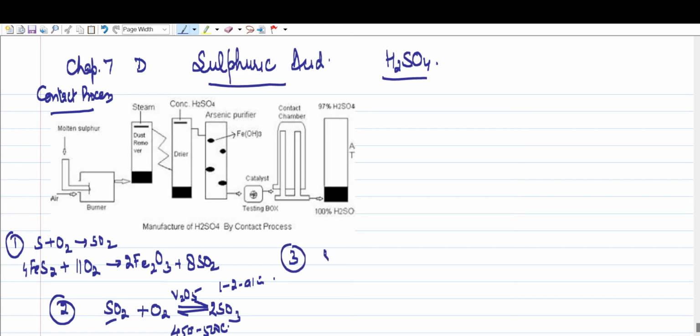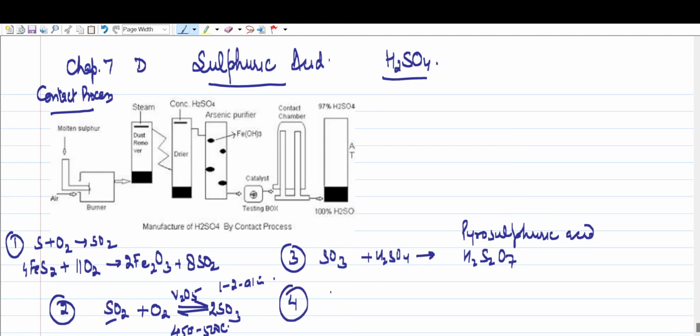Third step is sulfur trioxide is treated with sulfuric acid and you get oleum, H2S2O7. This is also known as pyrosulfuric acid. Okay, this fourth step is pyrosulfuric acid is diluted. So H2S2O7 is treated with water and you get 2 molecules of sulfuric acid.